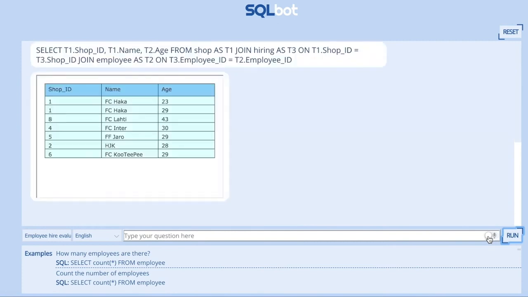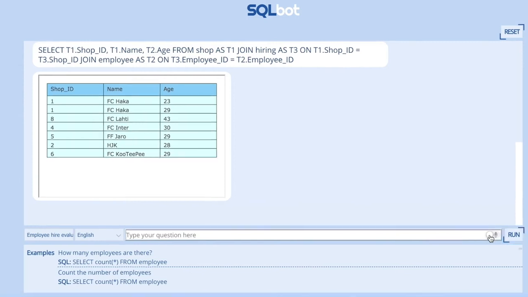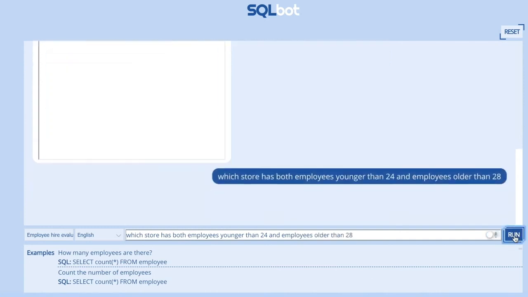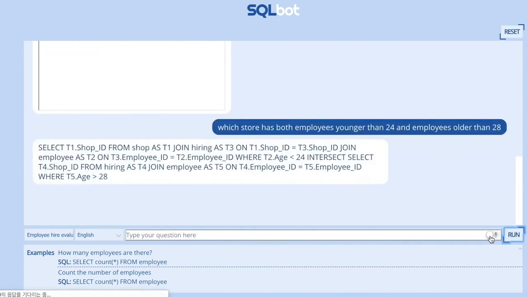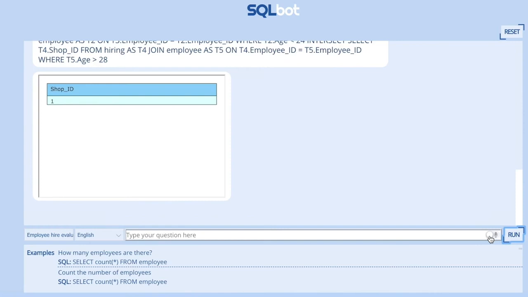Now let's send a query requiring set intersection. Which store has both employees younger than 24 and employees older than 28? Here, only shop 1 contains both employees younger than 24 and employees older than 20.